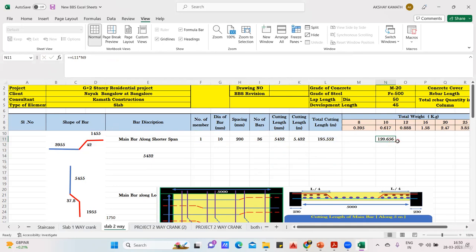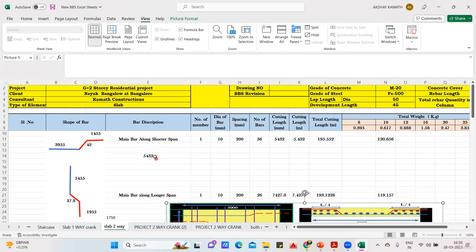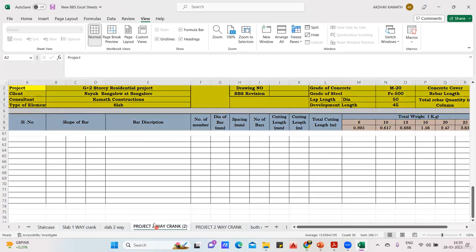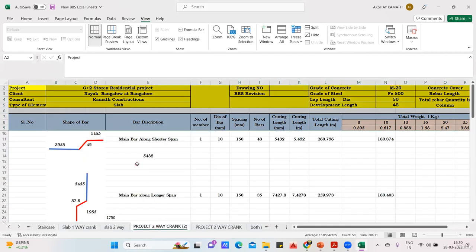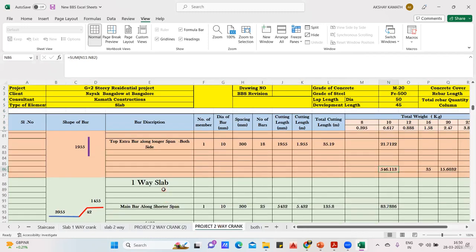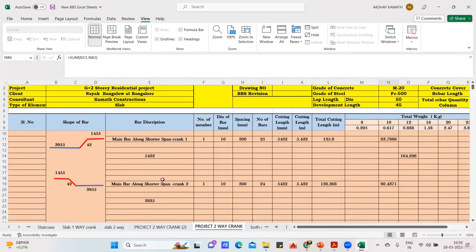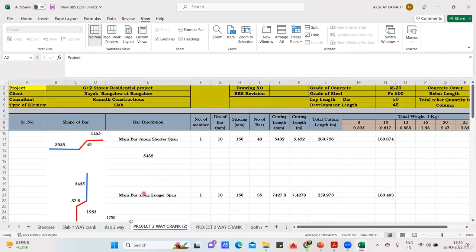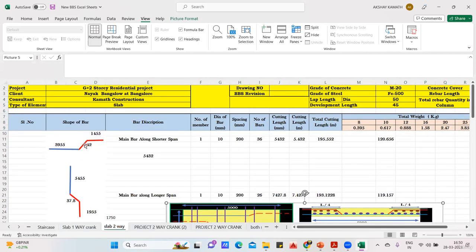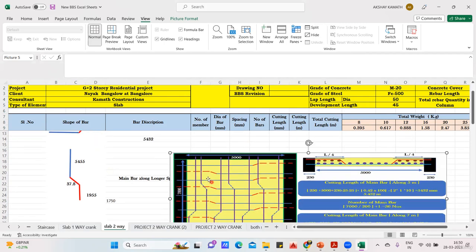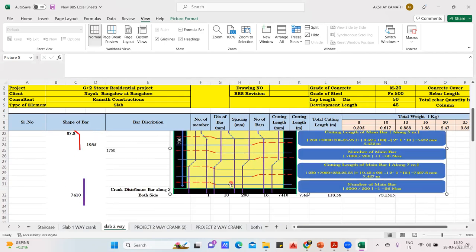Got it? Now, along the shorter span I have done, no? I told I'll explain this. No problem, we'll continue with this only. When I go with the live project, then I'll explain the alternate side. This is understood, right? Good. The shorter is done. Now we'll go to the longer span.